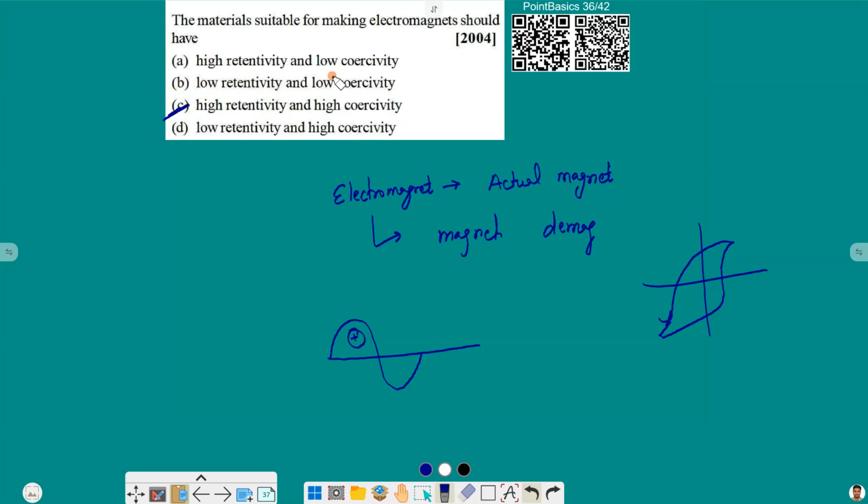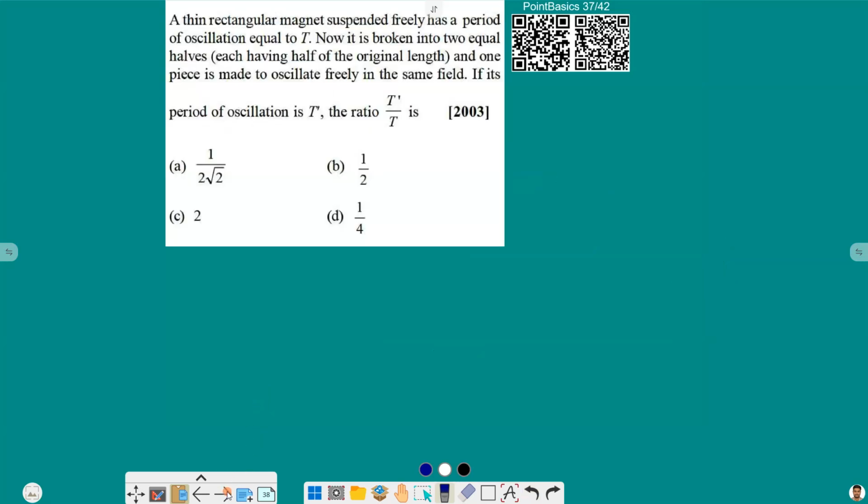So here it is not specifically mentioned whether this electromagnet is going to replace an actual magnet or work as a transformer core. So depending upon the use, normally high retentivity and high coercivity is the general answer. Now let's move to the next question.